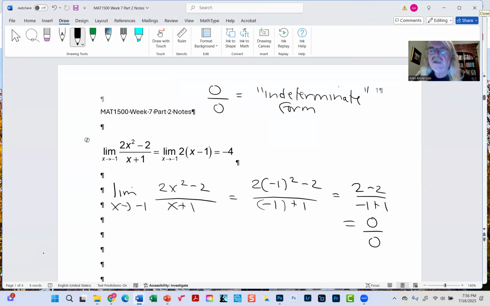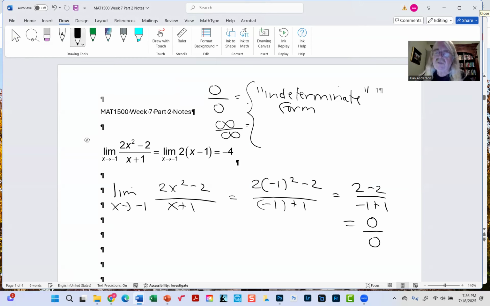Okay, now the other one that we can address with L'Hopital's rule is infinity over infinity. So both of these are indeterminate forms. Let me write this slightly differently. Okay, so in other words, they're both indeterminate forms. So the first case that we're looking at here, direct substitution leads to 0 over 0.